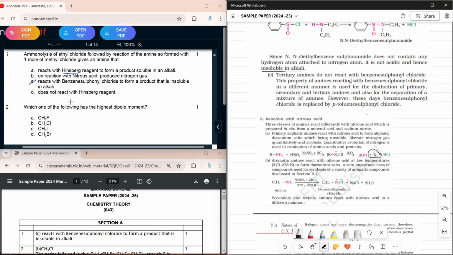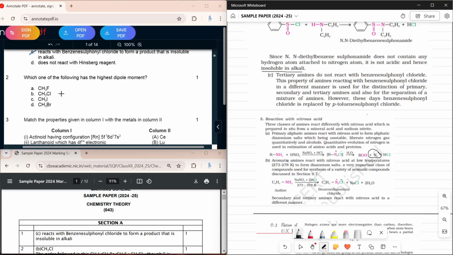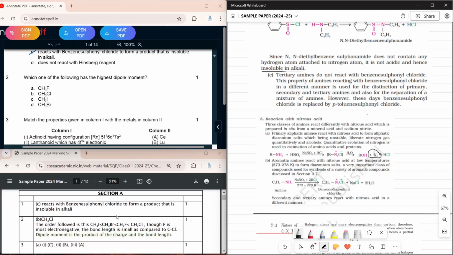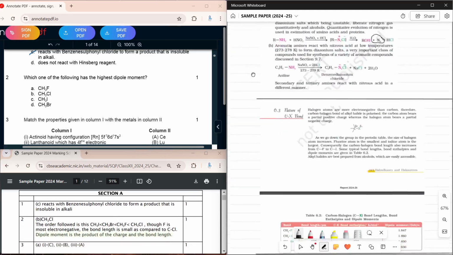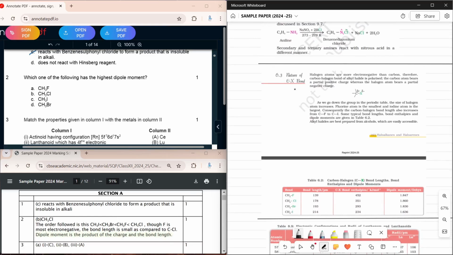Okay, now the next question is, which of the following has the highest dipole? Now, based on these options, it's quite obvious which chapter this is from. This is from the chapter haloalkanes and haloarenes, right? Organic chemistry is one of my favorites. So this is basically from the nature of the C-X bond.